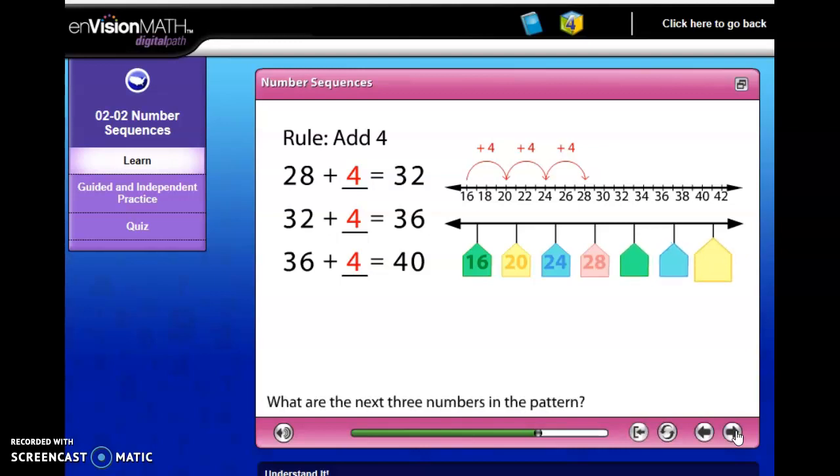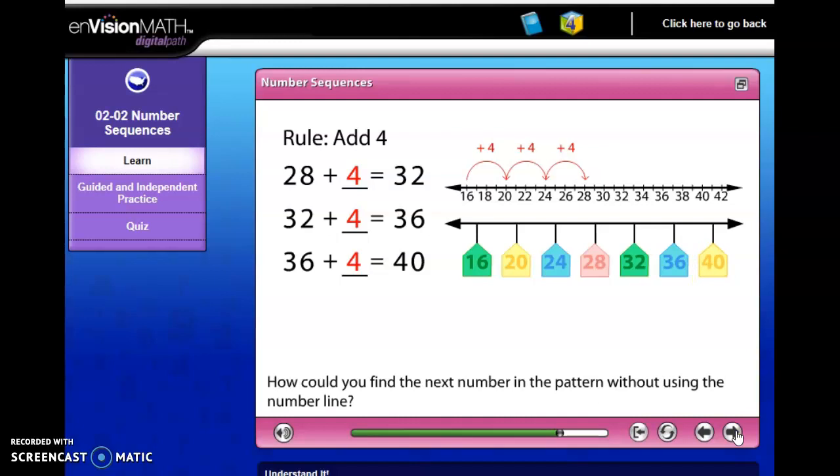What are the next 3 numbers in the pattern? The next numbers in the pattern are 32, 36, and 40. Were you right? If not, you might want to go back and rewatch this video when we're done.